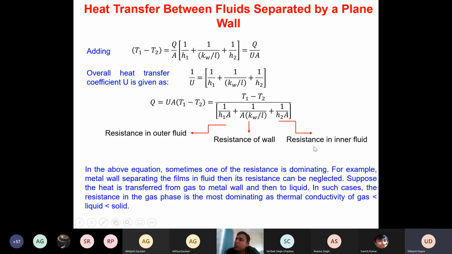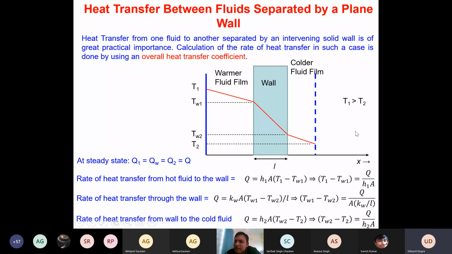But the concept of capital U is used here. Whenever we have combined convection and conduction, or even radiation, sometimes even radiation is represented in terms of the overall heat transfer coefficient, that we will see later. Whenever we have a combination of conduction and convection, we don't apply Newton's law of cooling directly between the bulk fluid temperature and the colder fluid.